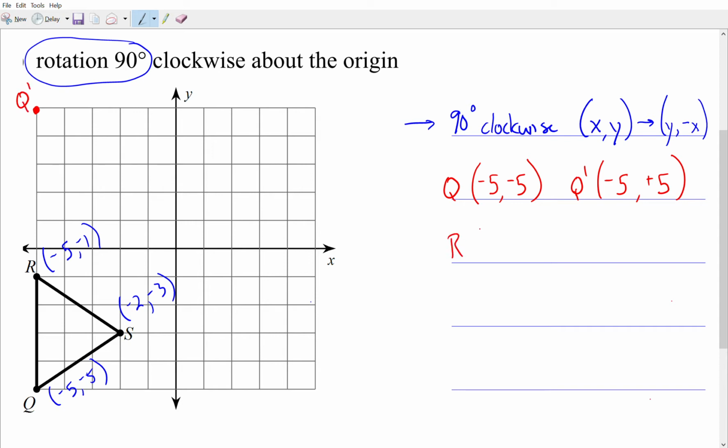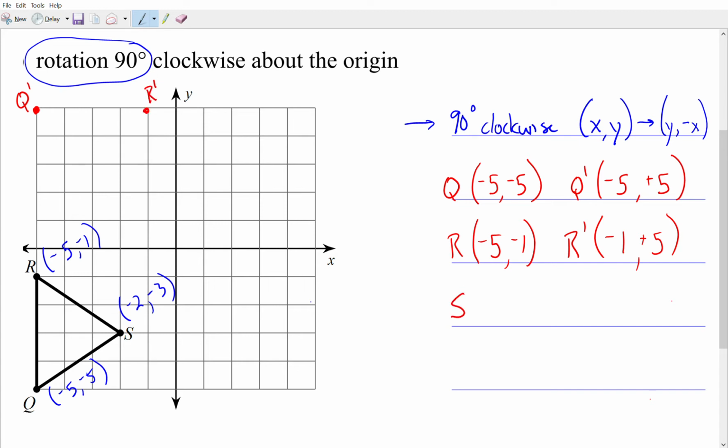All right, R. The original R is -5, -1. So for our R prime, we're going to switch our x and y. Let's take -1, -5, while for our new x coordinate, we're going to take its opposite. So we're going to change that to +5. So R prime will be -1, +5, which should be right there.